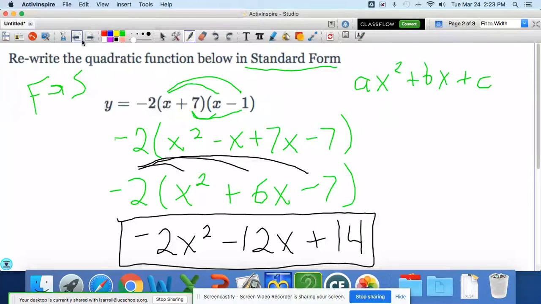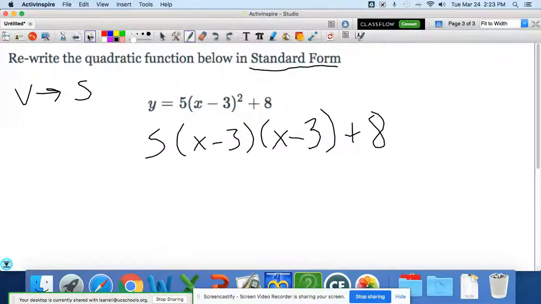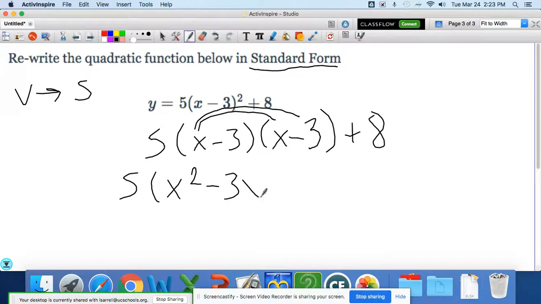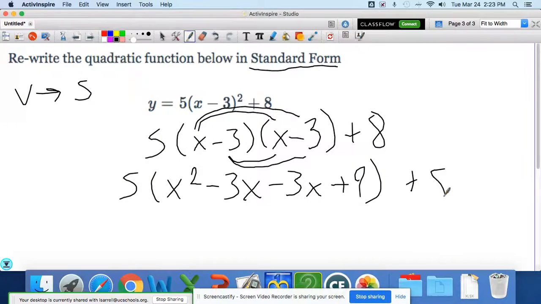Well, now we look very, very similar to our last problem, to factored form, except we have a number out on the very end, which is why it's not factored form. It's just a different version of vertex. So let's tackle it the same way. Let's start our distribution multiplications. So 5 stays out front. We have x squared minus 3x, another minus 3x, and then a positive 9. And then plus 8 out on the tail end.